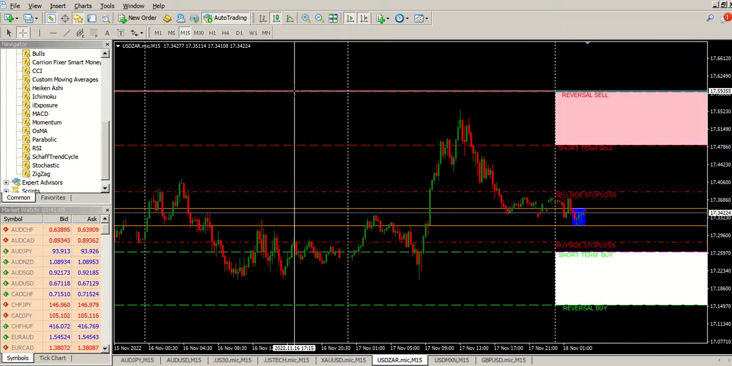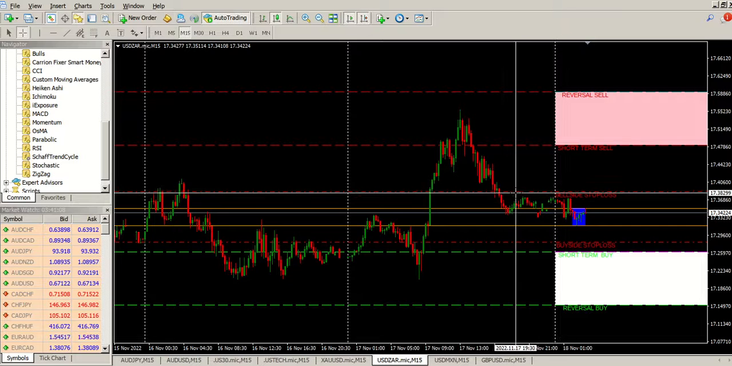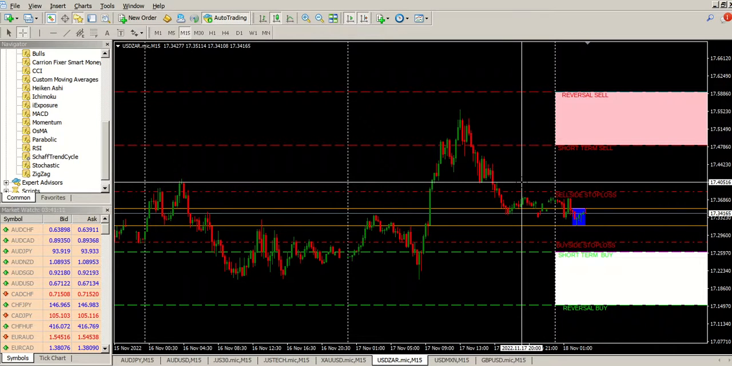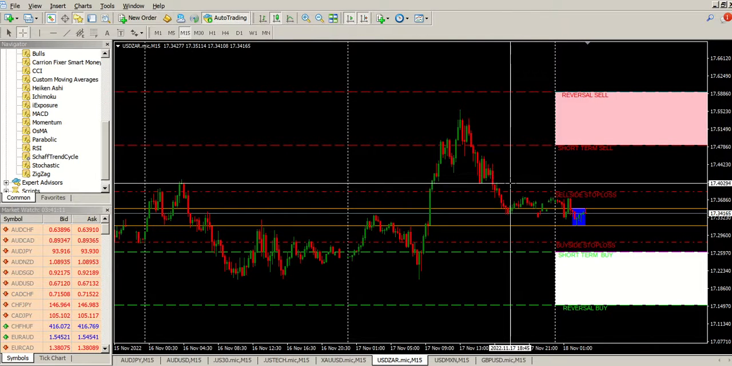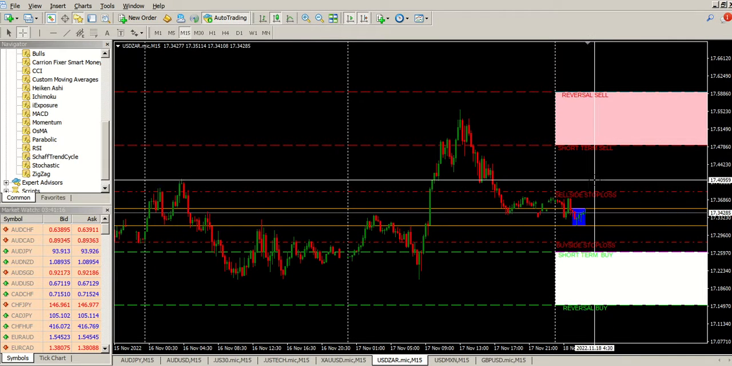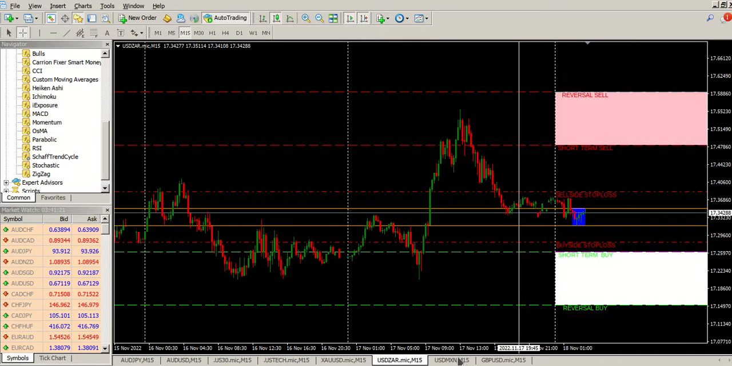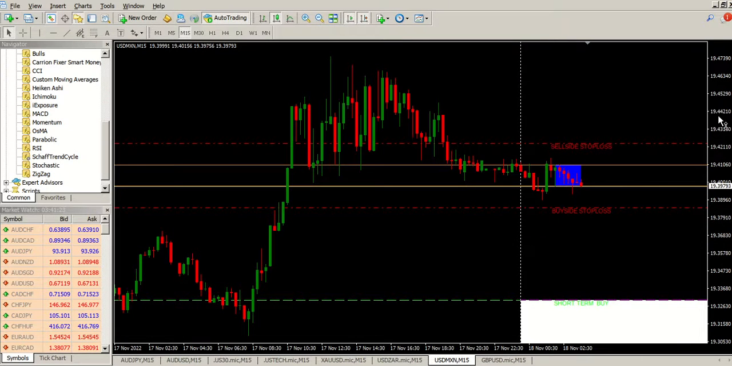US dollar ZAR, I'm thinking of a sell. Maybe around this low here. Just looking for the market to come up and then finally sell off. US dollar MXN, this one is not clear to me.